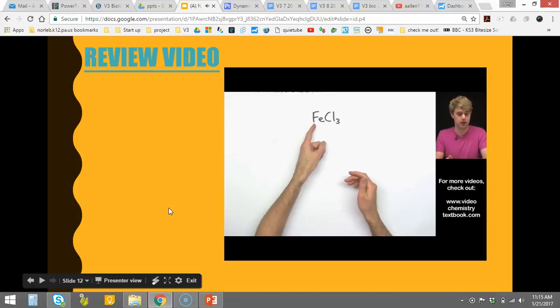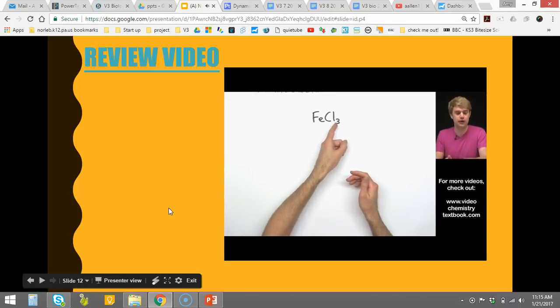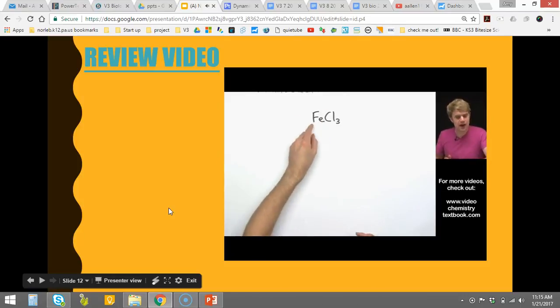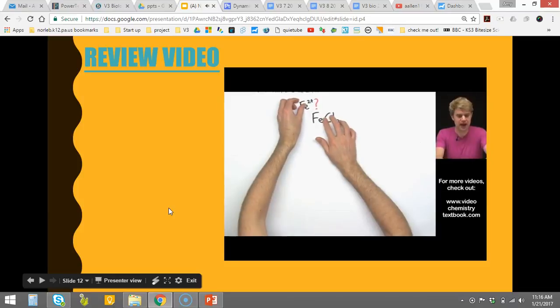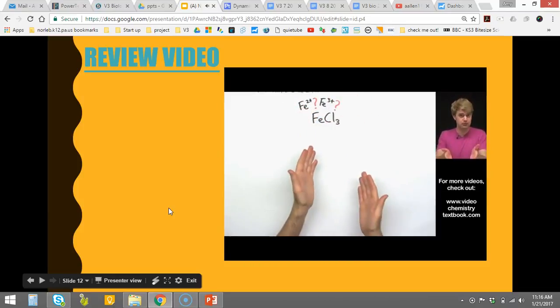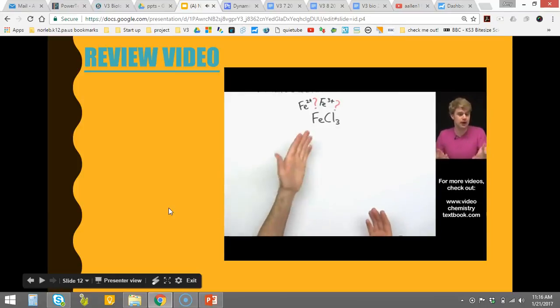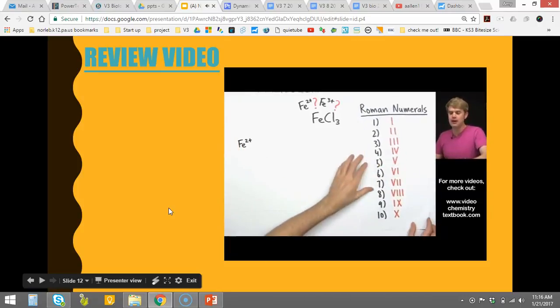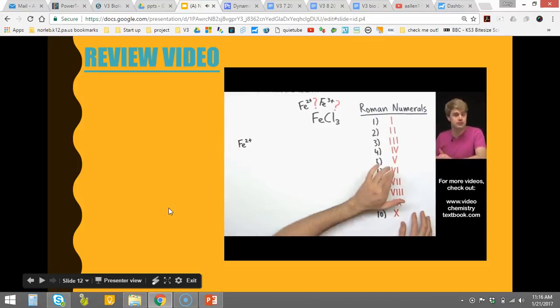a transition metal. So here we have FeCl3. And for the Fe, the iron, we can't tell right away, just by looking at this, whether the Fe is Fe2 plus or whether it's Fe3 plus, right? We have these two different types of ions that Fe can make. Now, we can distinguish between these two ions by using Roman numerals to give them different names.